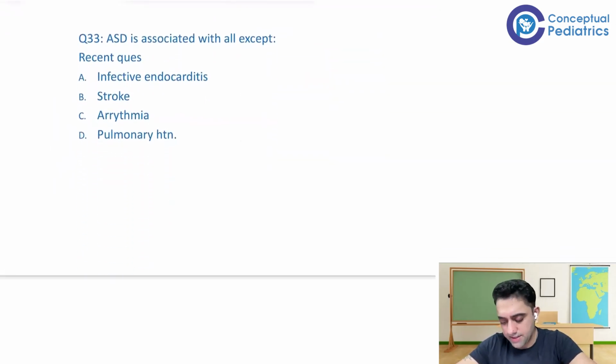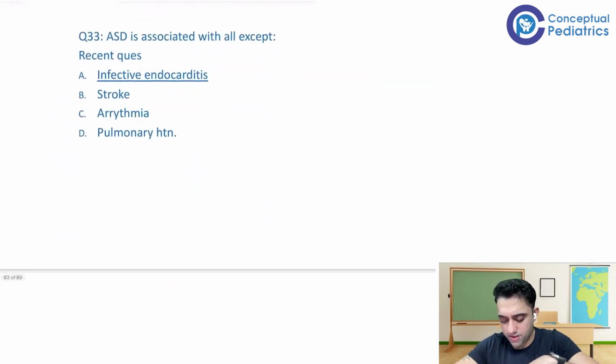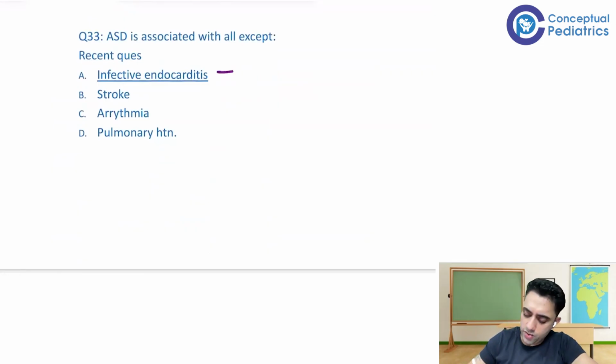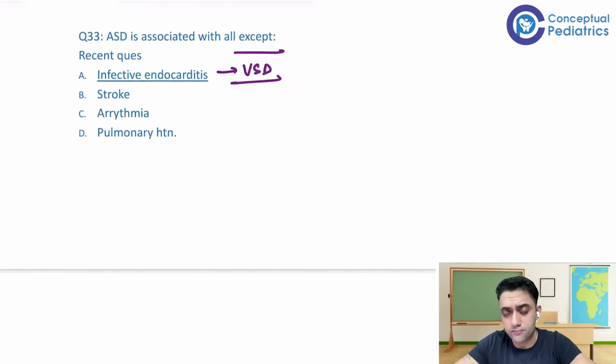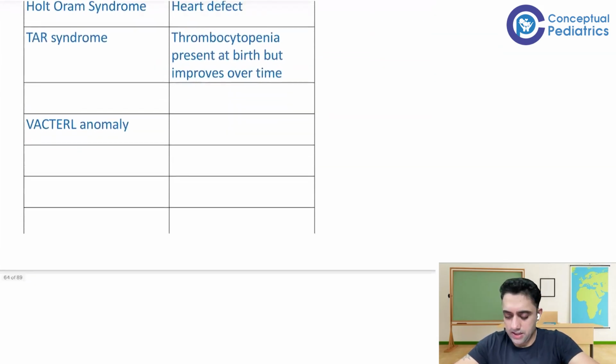The question: ASD is associated with all except infective endocarditis, stroke, arrhythmias, and pulmonary hypertension. So remember, infective endocarditis is associated with ventricular septal defect. It is less associated with atrial septal defect. VSD is more commonly associated with infective endocarditis. Last but not the least, now the class is over.